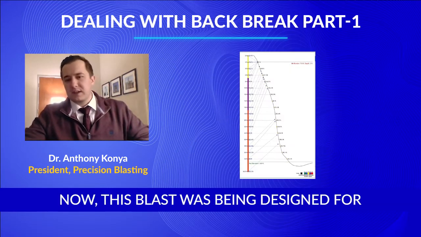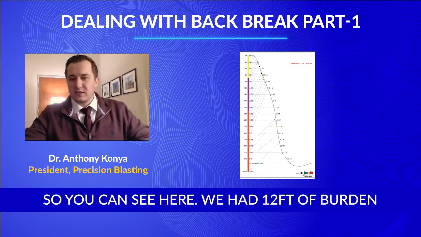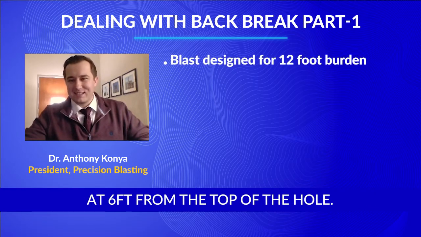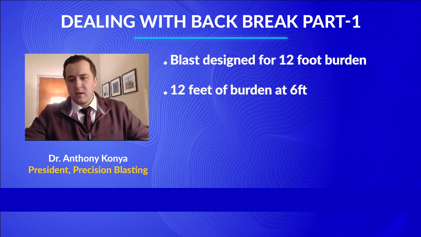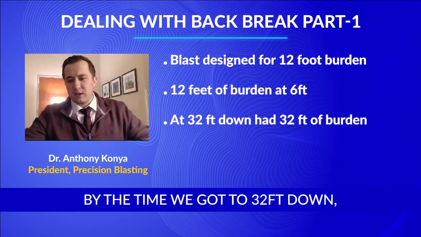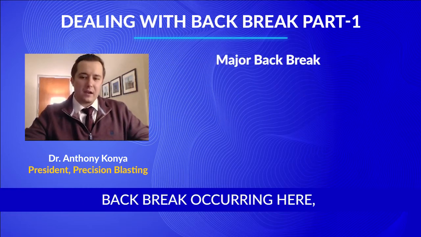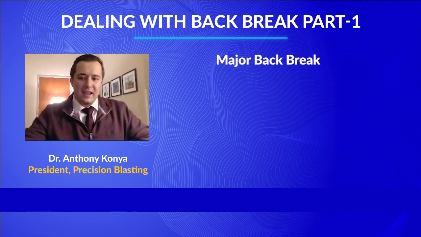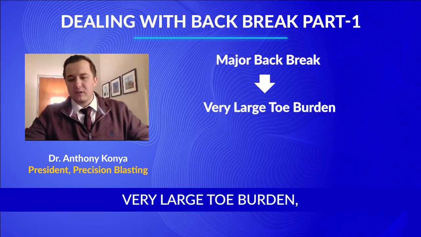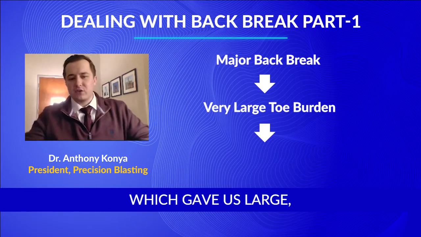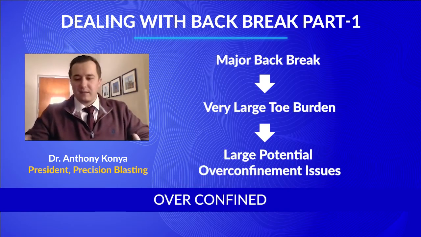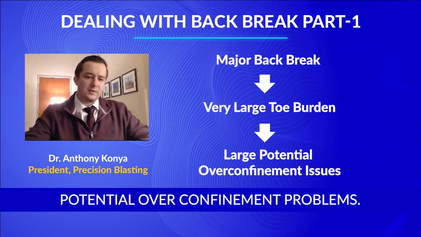Now, this blast was being designed for a 12-foot burden. So you can see here we had 12 feet of burden at 6 feet from the top of the hole. By the time we got to 32 feet down, we had 32 feet of burden. You can see we had major backbreak occurring here, and that was leading to a very large tow burden, which gave us large potential over-confinement problems.